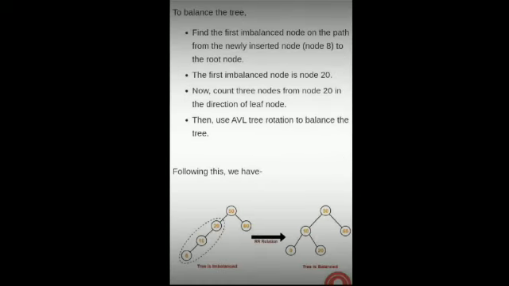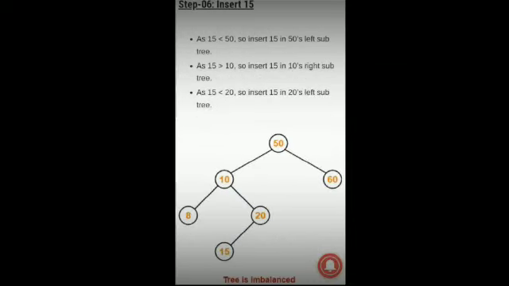So to balance this, we need to consider the imbalanced node. The imbalanced node is 20. So we need to go for a rotation. Here the rotation is RR rotation. After this, 10 becomes the parent of 8 and 20.